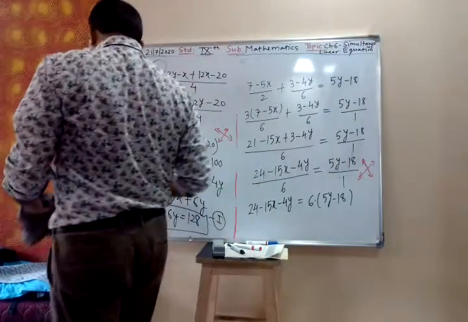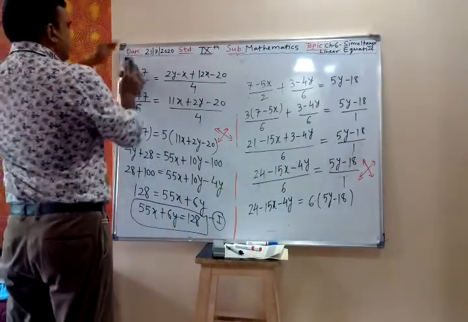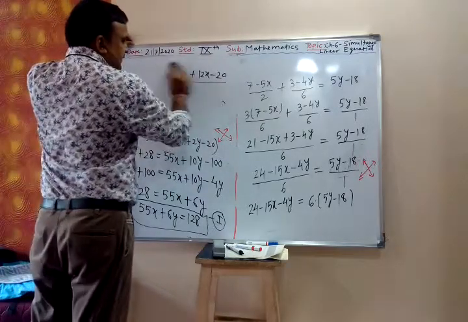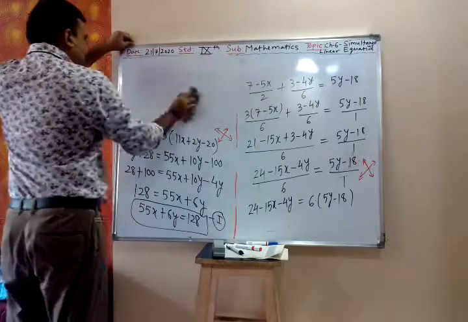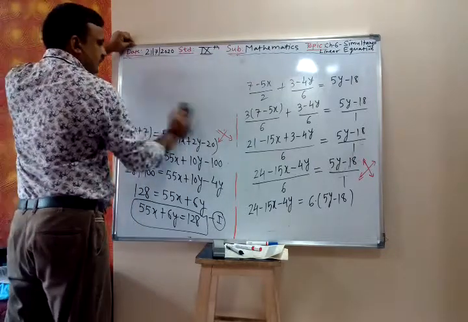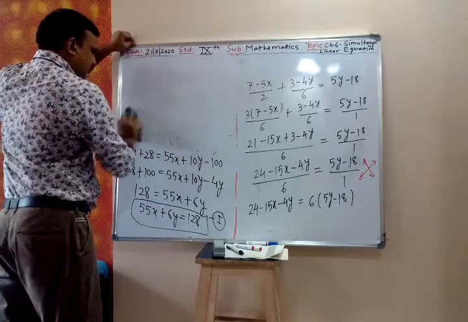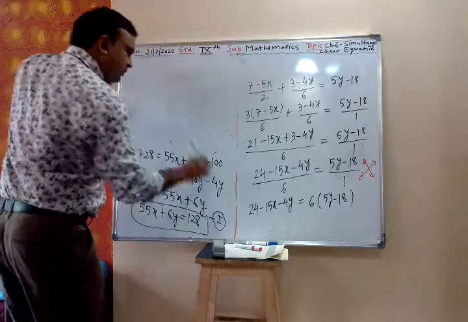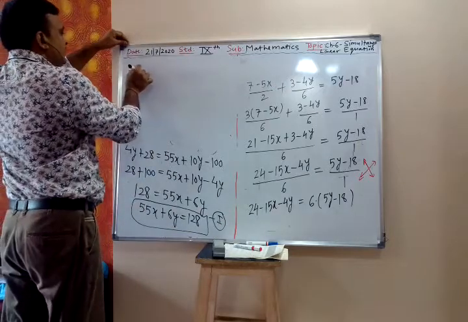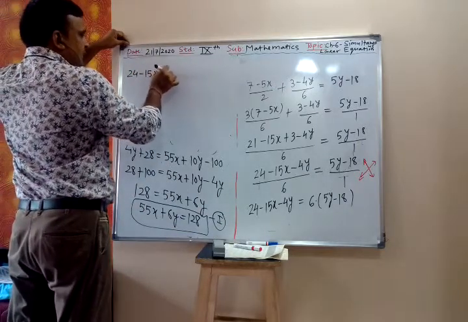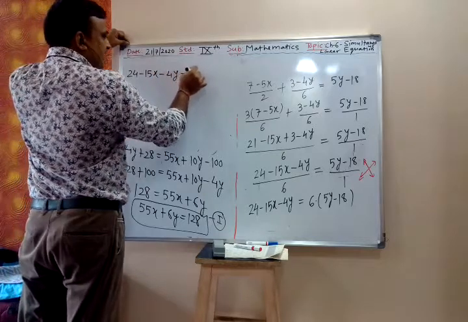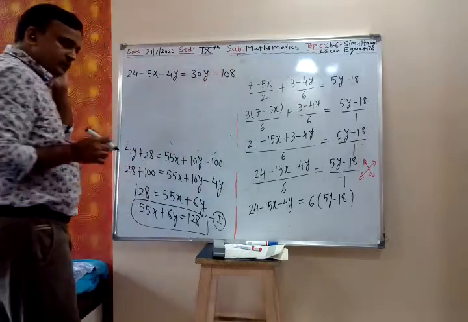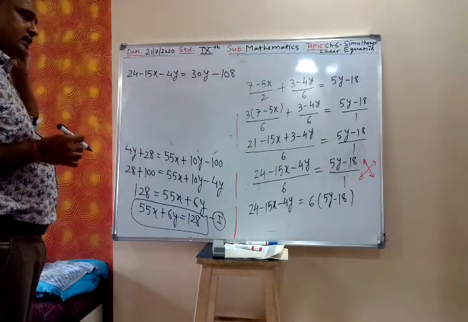Simplify that and get equation 2. So that will be 24 minus 15x minus 4y is equal to 6 into 5, 30y, minus 108. 6 into 18 is 108.